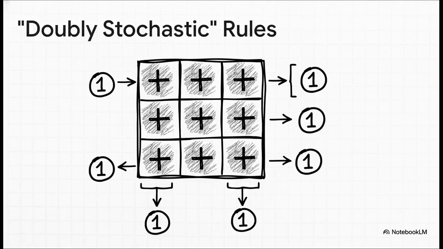Okay, so what are these constraints? The fancy term is doubly stochastic, but it's actually pretty straightforward. It just means the mixing matrix has to follow 3 simple rules. Rule 1, all the numbers in it have to be 0 or positive. Rule 2, every single row has to add up to exactly 1. And Rule 3, every single column also has to add up to exactly 1. That's it. And that mathematically guarantees that the total signal strength is perfectly preserved.